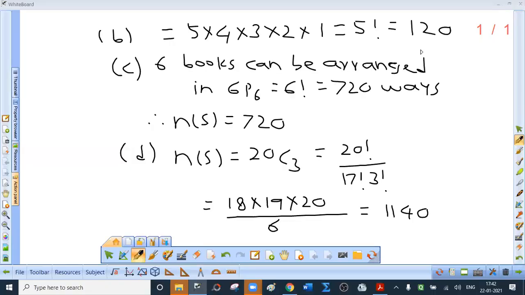Now D part, 3 tickets are drawn from a box containing 20 lottery tickets. So selection means combination. 3 out of 20 can be selected in how many ways? 20C3 ways. So 20 factorial upon 17 factorial into 3 factorial. After 17 factorial gets cancelled, 18 into 19 into 20 upon 6. So 57 into 20, 1140.